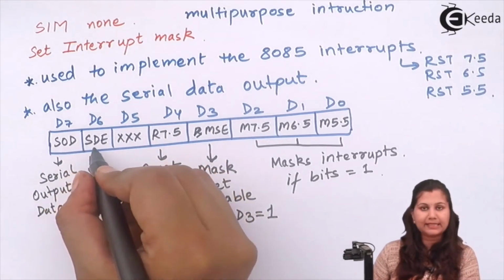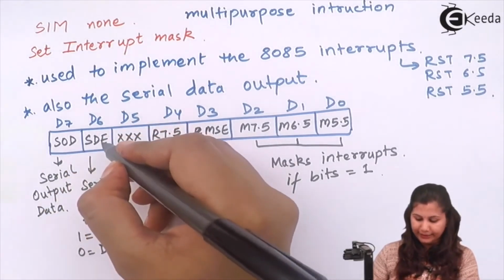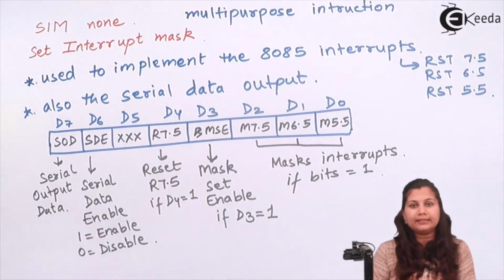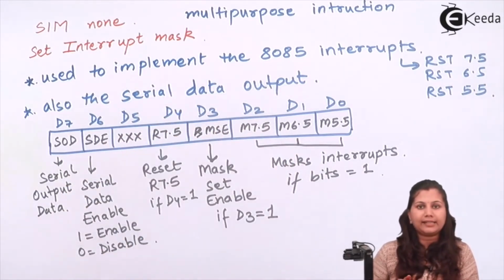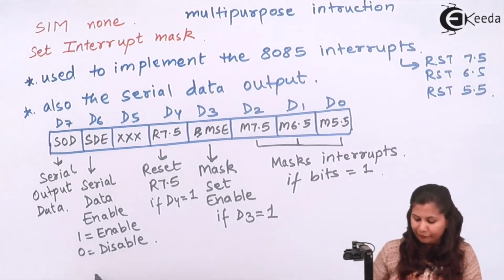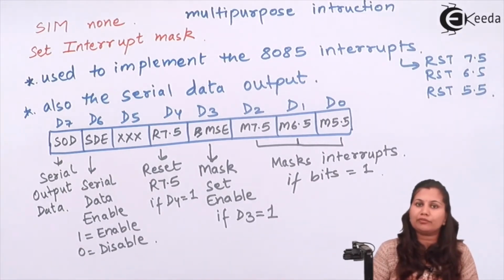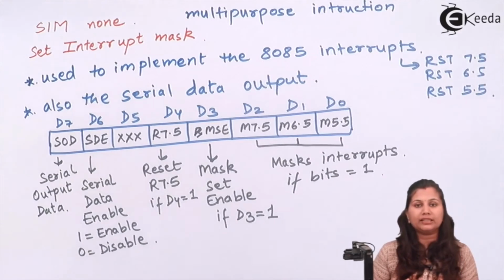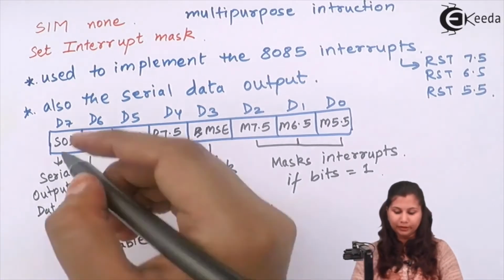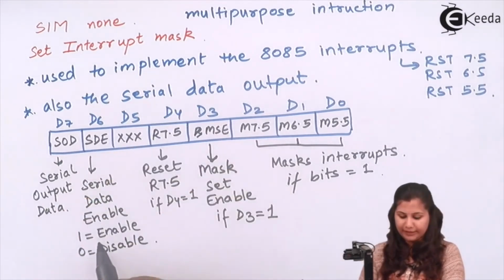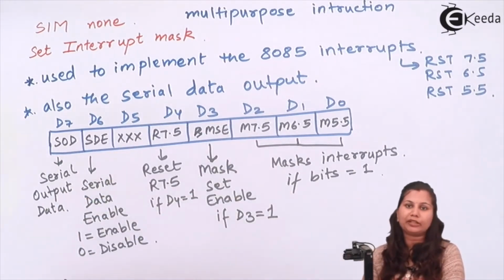Then we have SDE, that is serial data enable. For serial data communication, there is a flip-flop, and if it is 1, then the serial data communication will be enabled, it will be performed. If it is 0, then that communication will be disabled. So serial data communication is enabled and disabled through this bit. If it is 1, it will be enabled. If it is 0, it will be disabled.